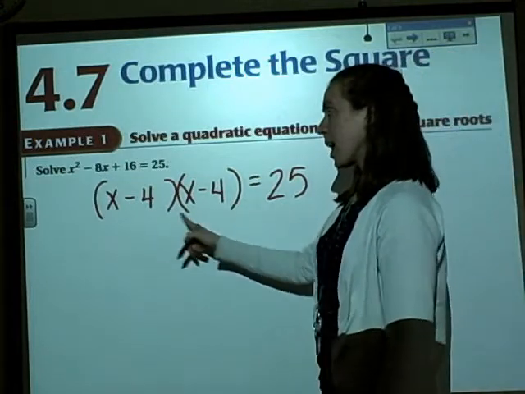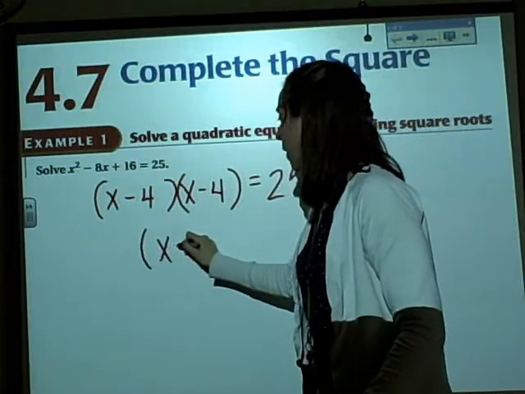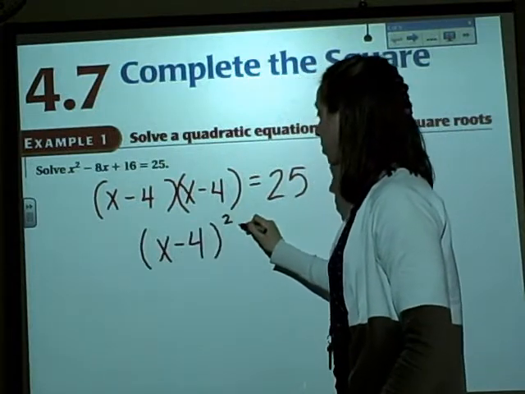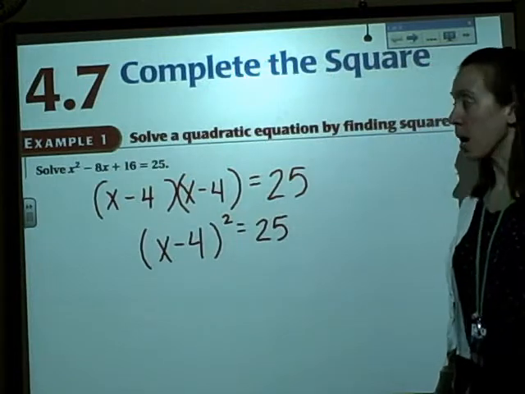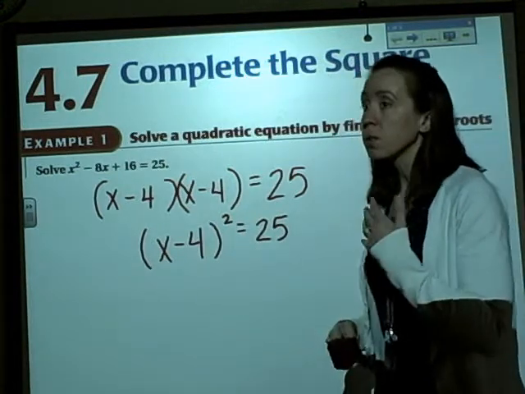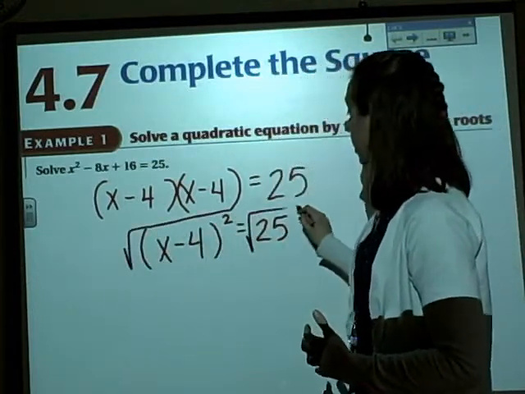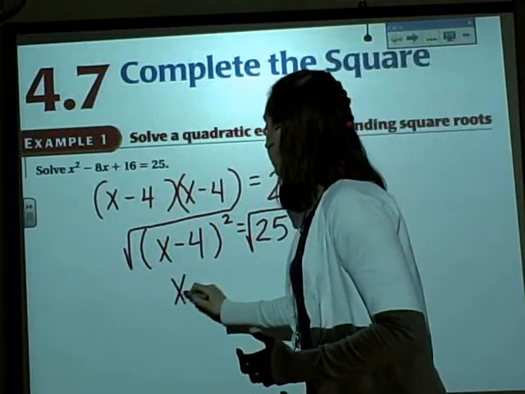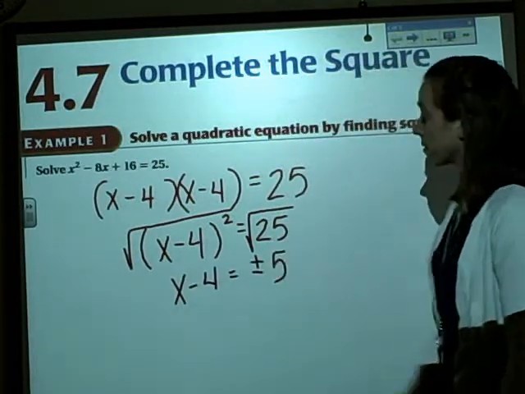Well, look at that. Can't I just write that as x minus 4 squared equals 25? And why do I want to do that? I want to do that because then I can use that method from 4.5 where we take the square root of both sides. So we have x minus 4 equals plus or minus 5.